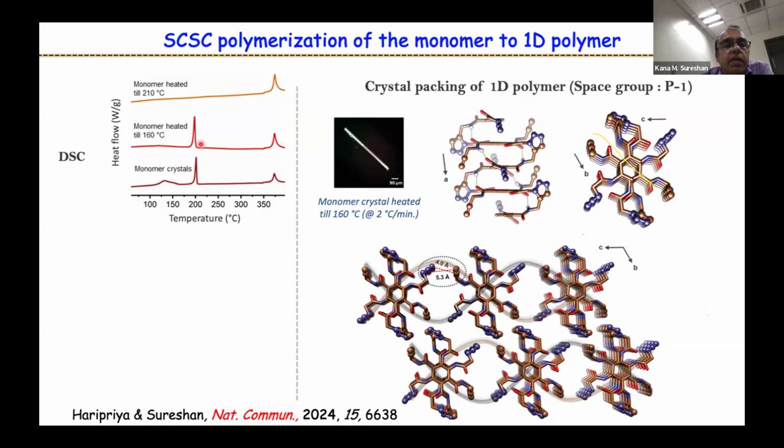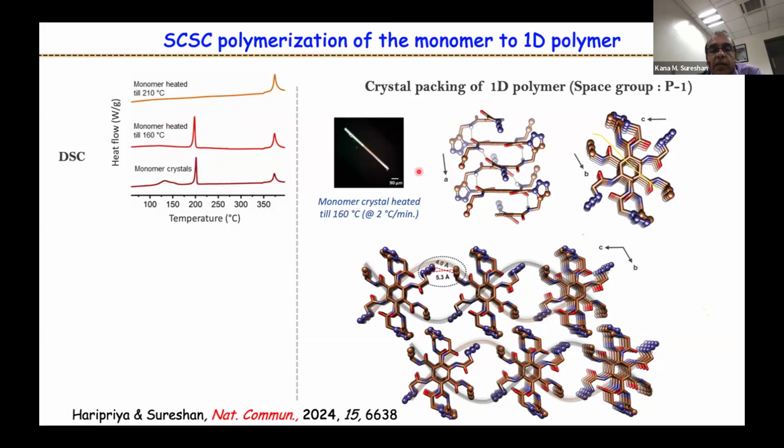Then we have only one exothermic peak for the next reaction and decomposition. Now again, if you heat till 200 or 210 degrees centigrade, both vanish. So this experiment suggests that these reactions are happening sequentially.